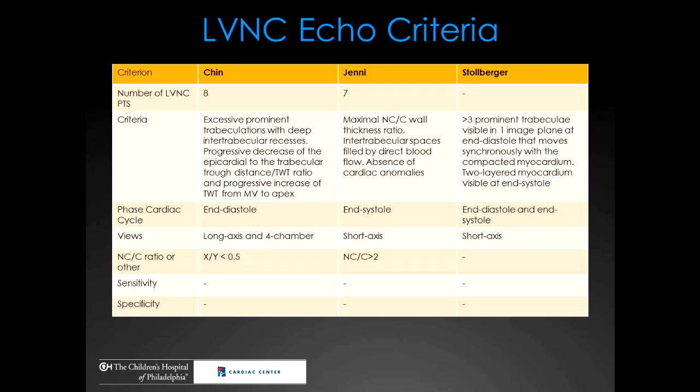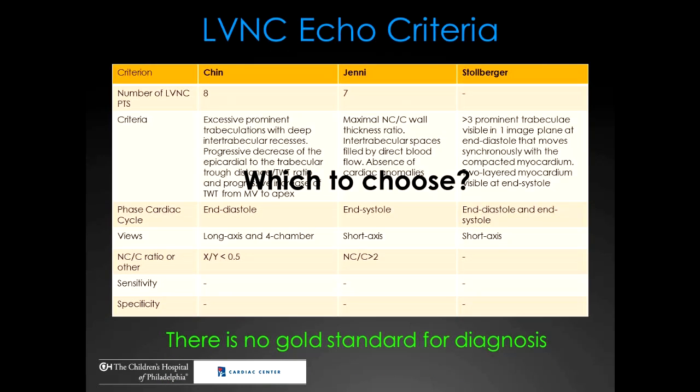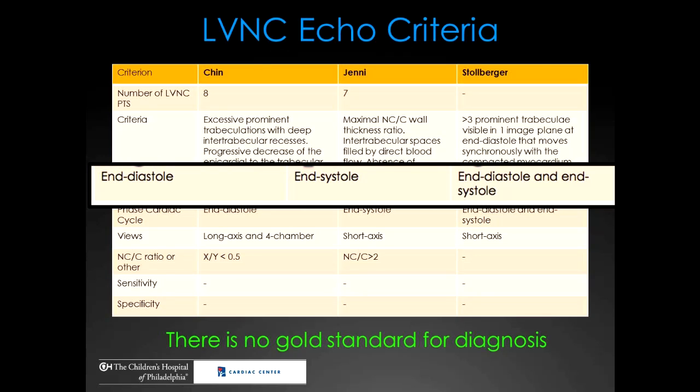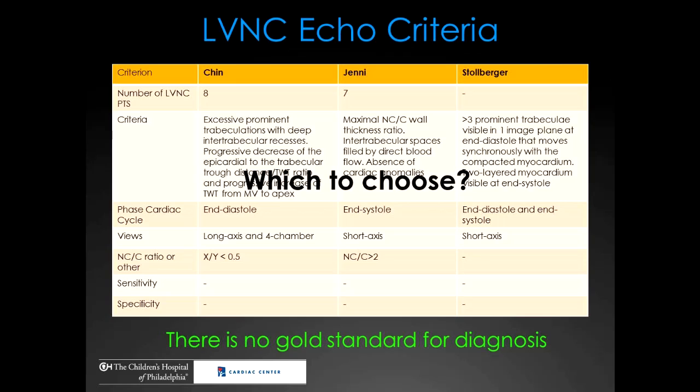You can see, looking at these three criteria, that there might be problems with these. First of all, you don't know which one to choose. And part of the reason why you don't know which criterion to choose is because there's no gold standard for diagnosis. Also importantly, you can see from these three papers that the measurements of the non-compacted and compacted region can be at end diastole and systole or in both. And the measurement of those regions are very different in different parts of the cardiac cycle. So it's really quite difficult to know which one to choose.